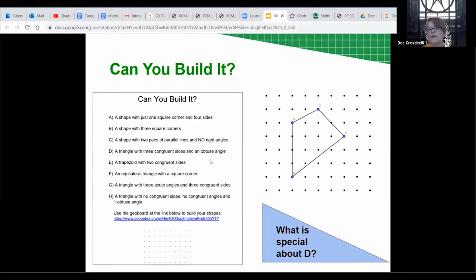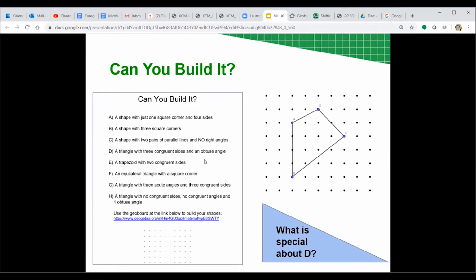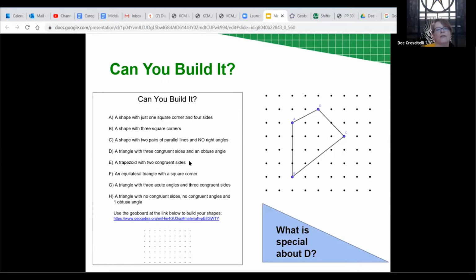And so, can I have an obtuse angle if 60 degrees is not obtuse? Oh, no. But having kids actually try to figure that out, to build something, have them see what it means to have 3 congruent sides. Well, what does that mean? As they try to build it out, that actually makes more meaning for them, right?